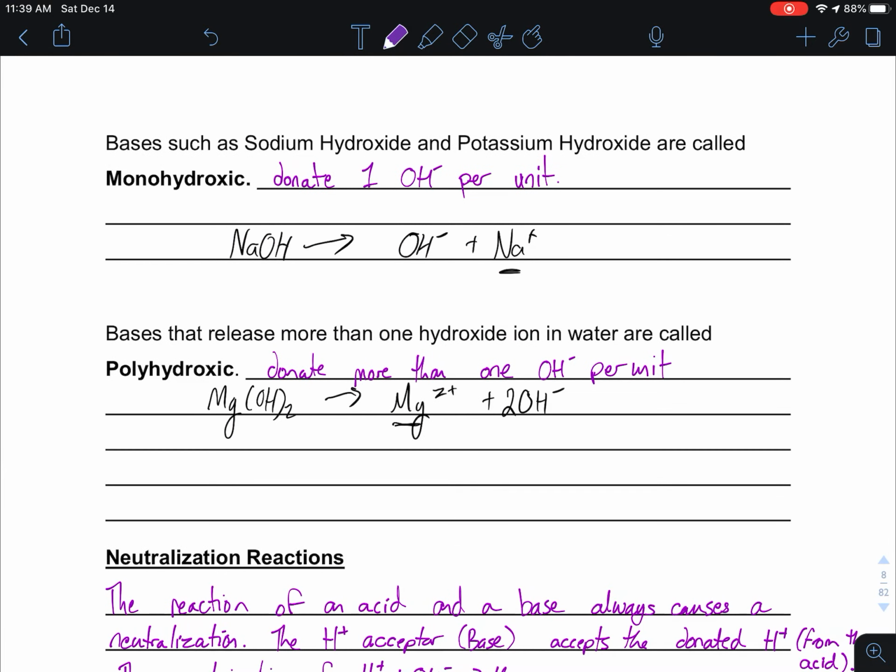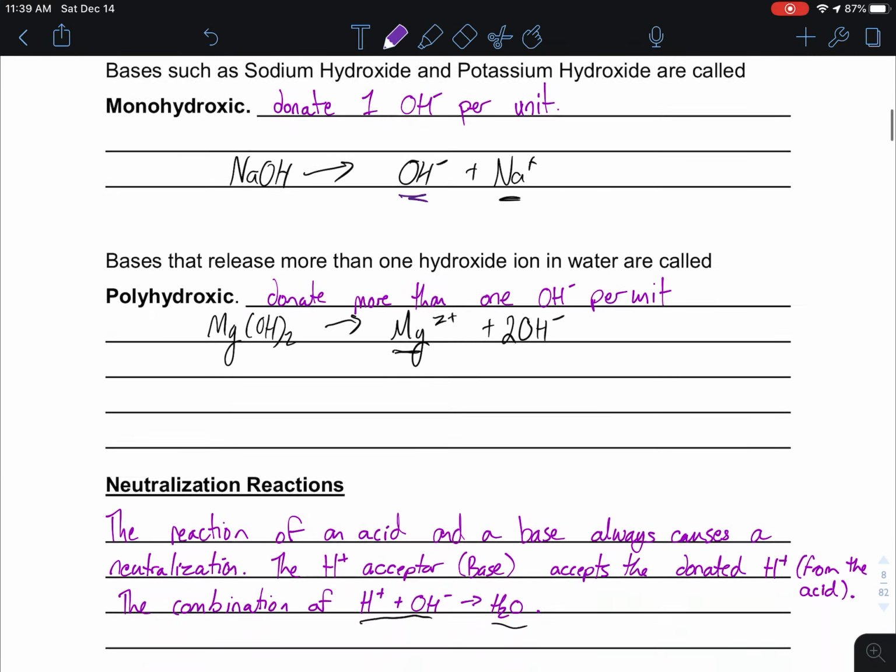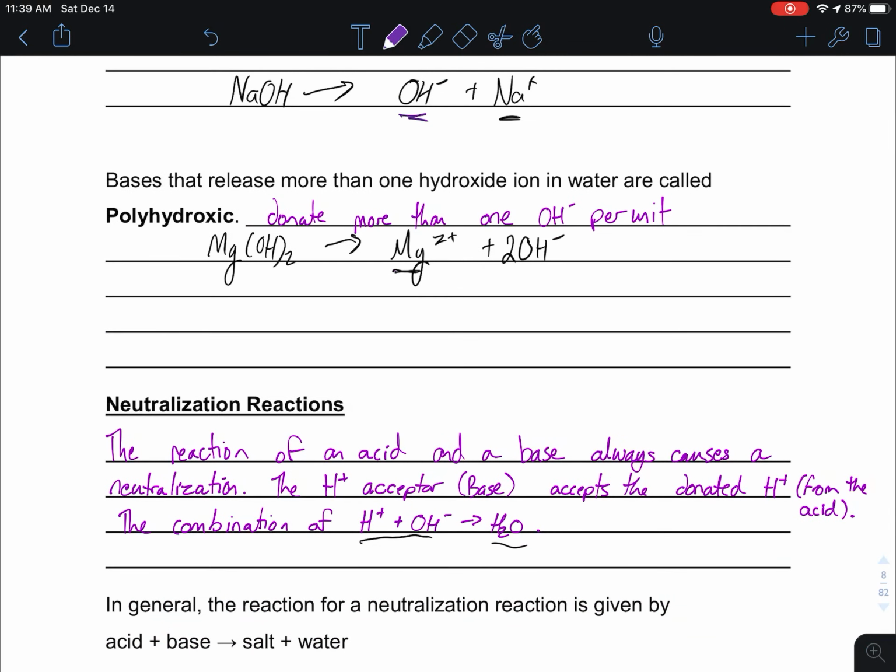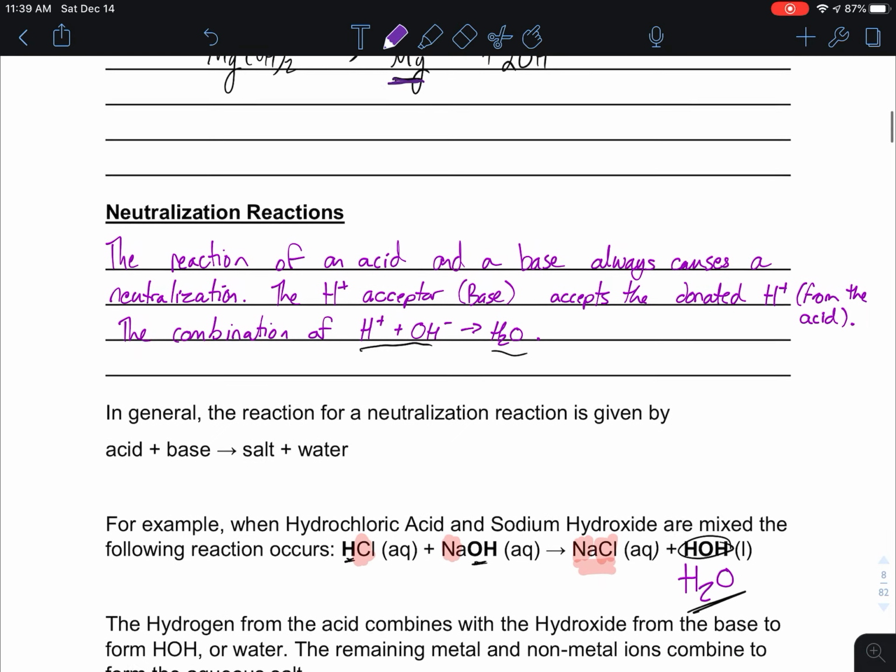And so monohydroxic bases, these are any of the hydroxide based bases that only produce a single hydroxide. All of the first column alkali metals would count. Polyhydroxides have metals that are charged, so magnesium or strontium, something like that.